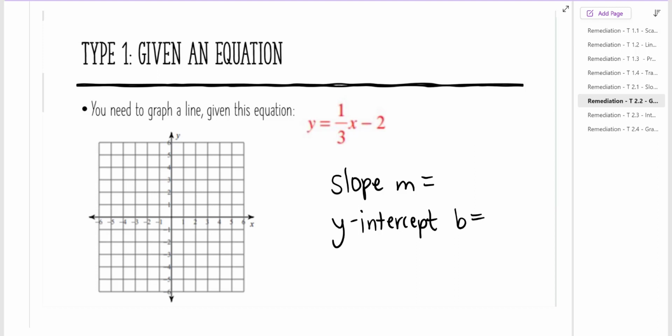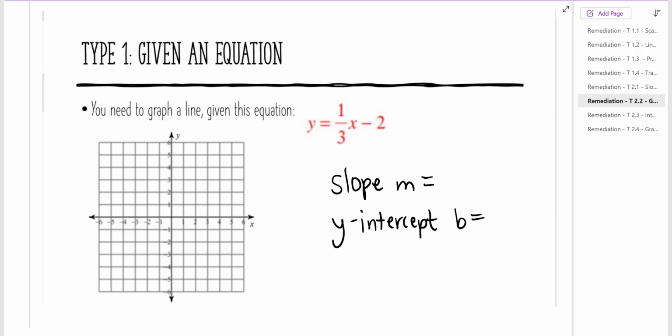So la primera cosa que necesitas hacer es identificar slope y y-intercept. So that means during the test, you need to write that down on your paper. Okay? So cuando estás haciendo este tipo de problema en la prueba, necesitas escribir este en tu página. Escribe slope m igual y escribe y-intercept b igual.